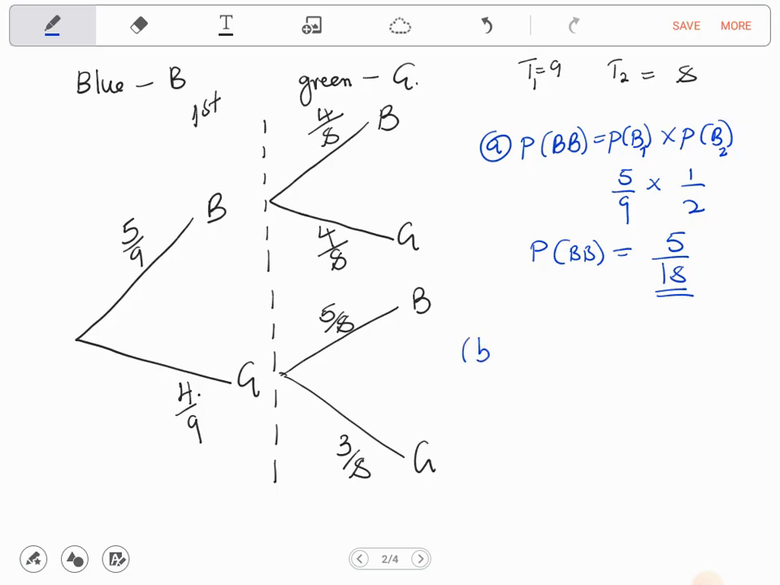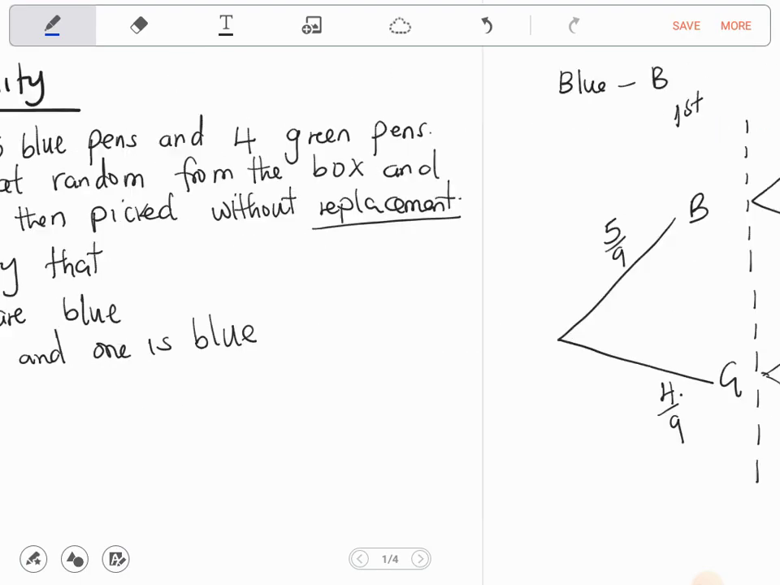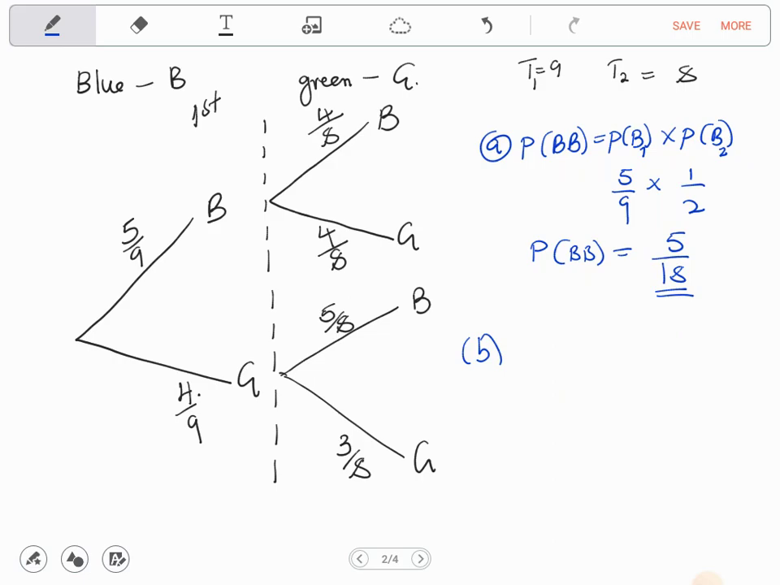Then B, it says one is green and one is blue. Have they told you which one is first and which one is second? No, so don't limit yourself there. You can't restrict yourself. So we can have a situation where our first one is blue and our second one is green, or a situation where the first one is green and the second one is blue, because they haven't told us which is first and which is second. So you can't restrict, and you're not going to make up those assumptions.